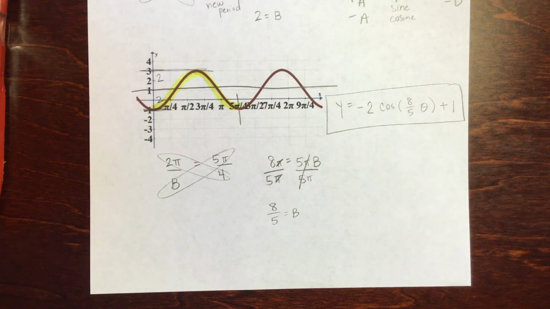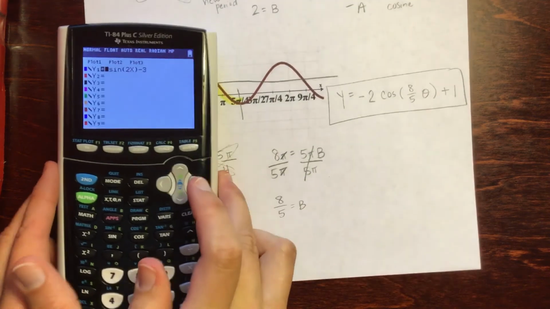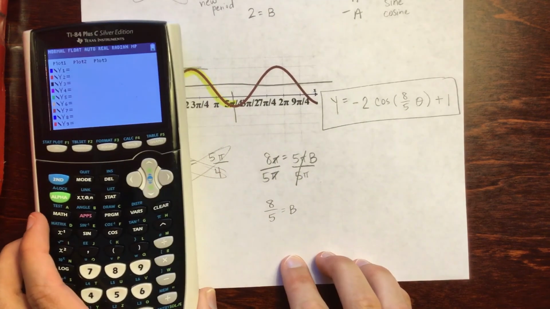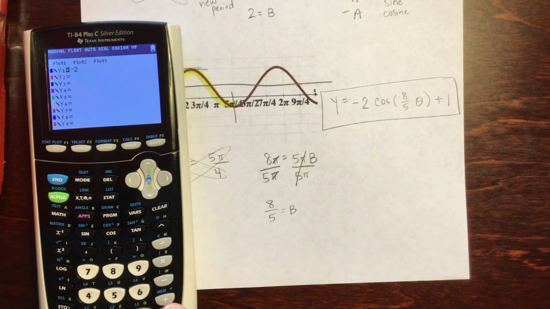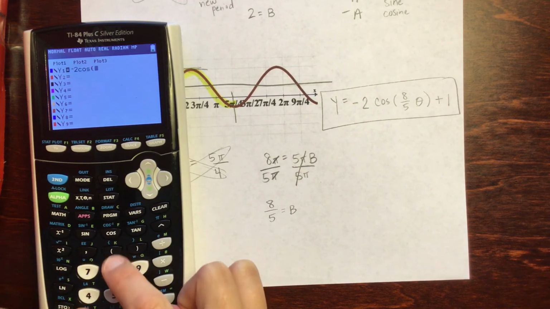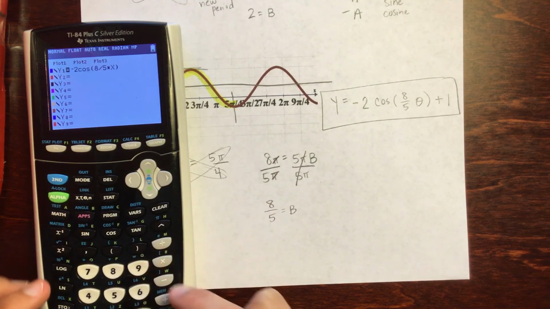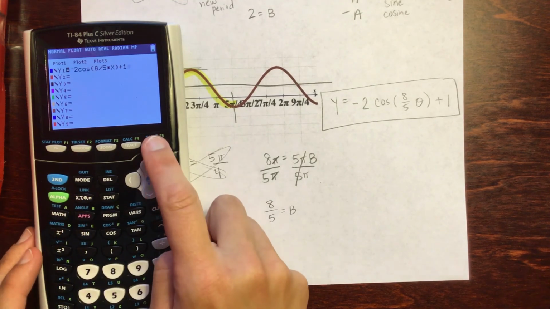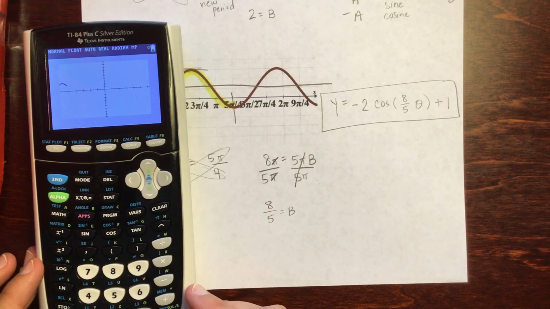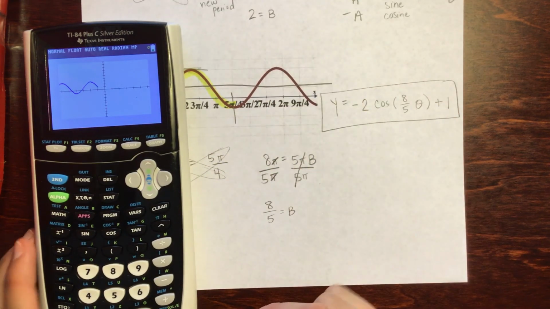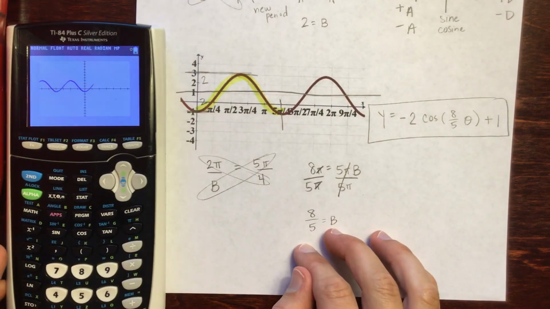You can double check if I already have my calculator set up in radian mode, and my window is from -2 pi to 2 pi. All right, if I type this equation in and hit graph, I'm not zoomed in enough y-axis wise, but it looks like that is the graph that we have shown. So yay.